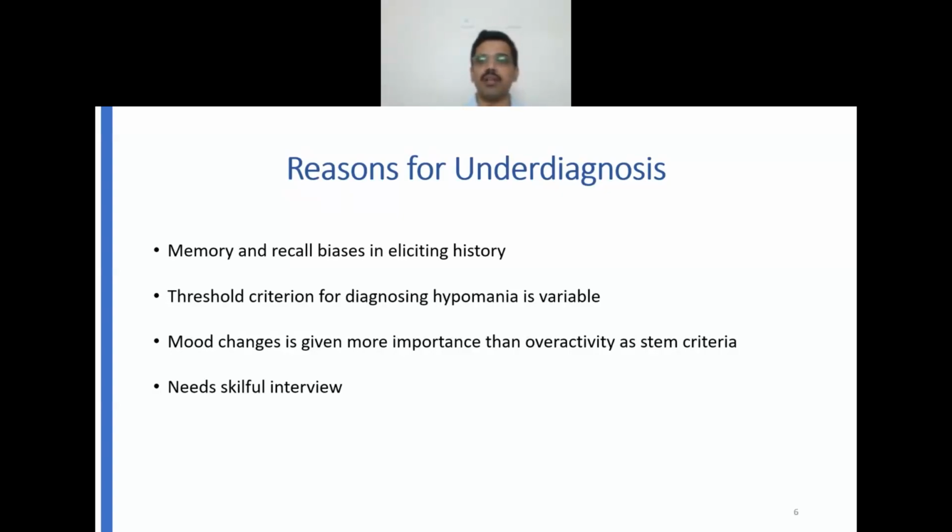So depending on all this variability, it becomes really challenging for us on the first visit, on the first go, when diagnosing somebody presenting with depression, to clearly tell whether it is unipolar depression or bipolar depression. So this needs a very careful, clinically skillful interview by the psychiatrist.